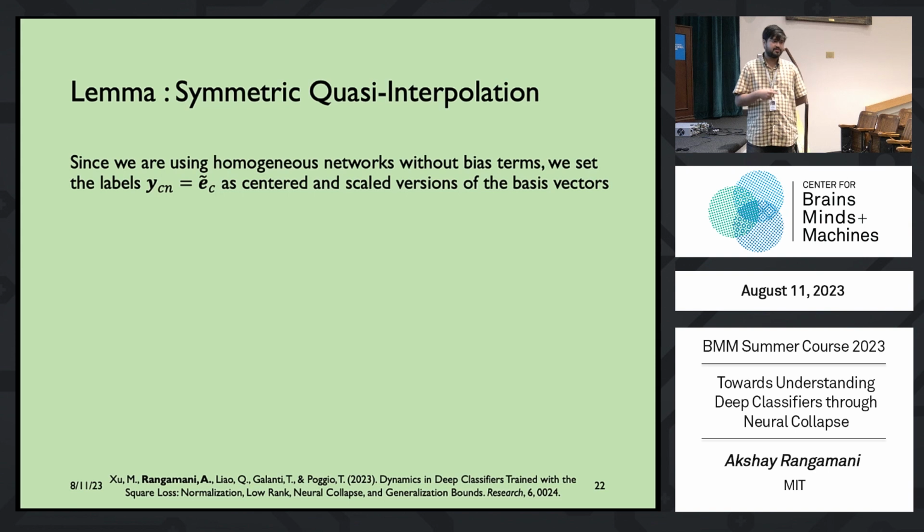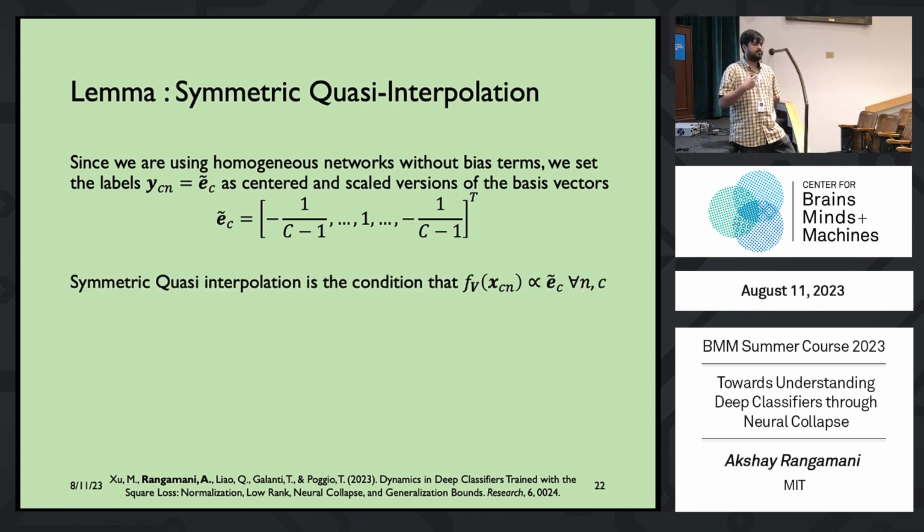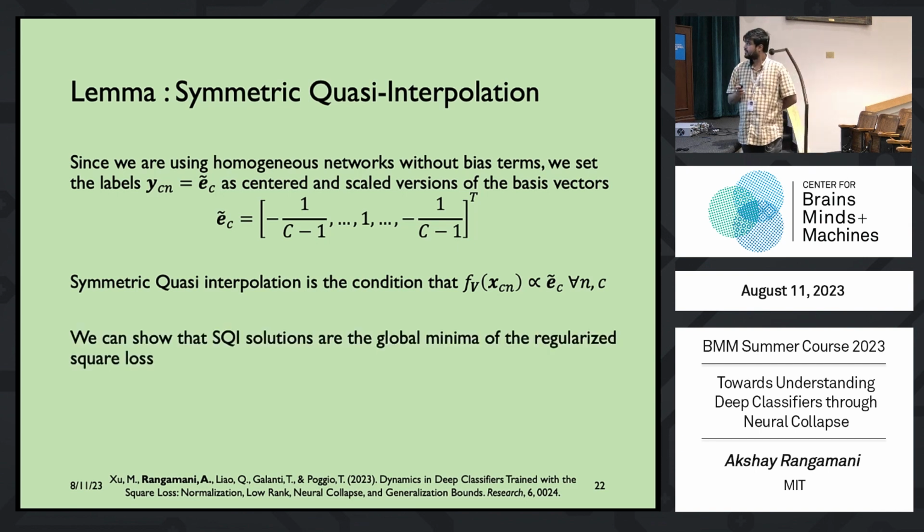Since we're using homogeneous networks, we're going to center and scale the basis vectors. e_c is the one-hot vector, and with the tilde, we basically center them and scale them so that the maximum value is 1. We're going to show that symmetric quasi-interpolation is a condition that happens when you train deep networks. By symmetric quasi-interpolation, I mean that the output of your deep network at the last layer is proportional to the centered and scaled versions of the basis or one-hot labels. We can show that these need to be global minima of the regularized square loss.